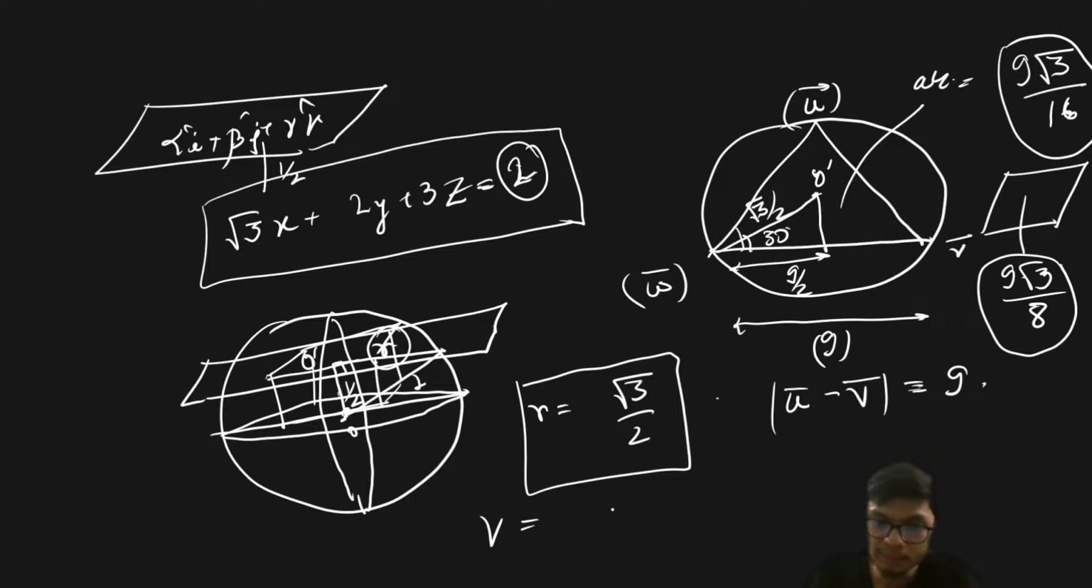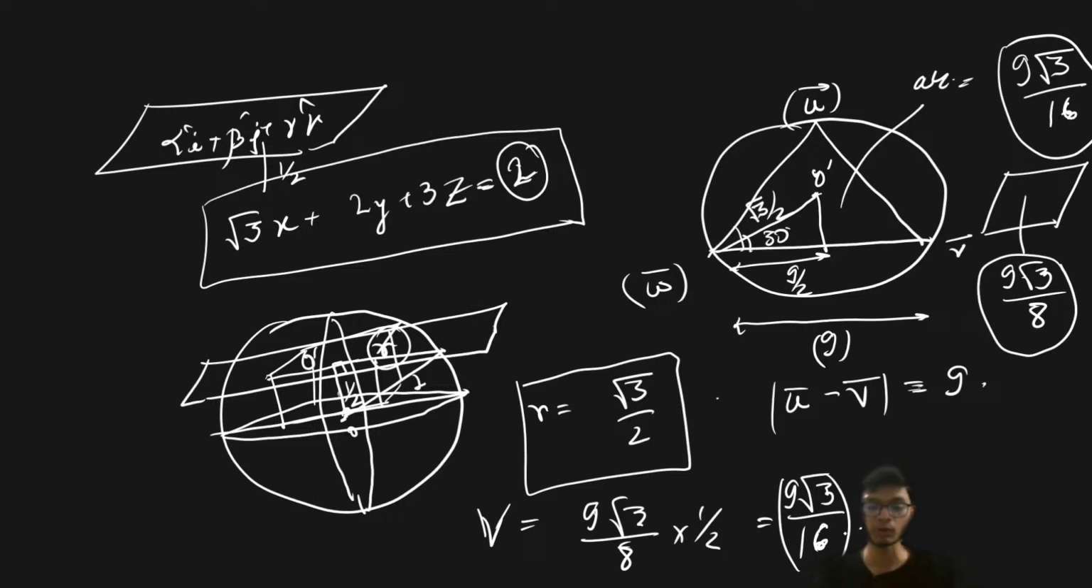So therefore, the ultimate volume, capital V, is going to come out as 9 root 3 by 8 into half of it, which is equal to 9 root 3 by 16 cubic units. That is going to be the volume.